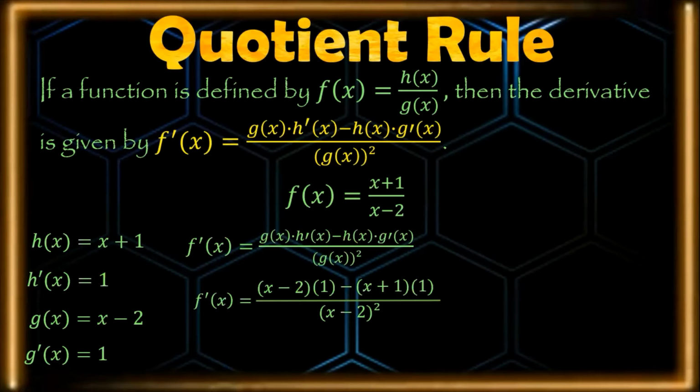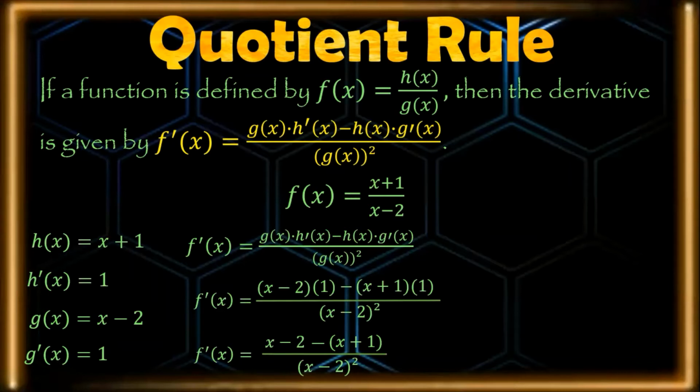Okay, let's continue. So simplifying the numerator, we have x minus 2 times 1. That will give us f prime of x, which is equals to x minus 2. Then minus, we have x plus 1 times 1. The result is x plus 1 all over the quantity of x minus 2 squared. Now, as you can see, I am using a parenthesis after the minus symbol because that indicates that the terms that you're going to subtract from x minus 2 is x plus 1. So that's why you have to enclose it with a parenthesis.